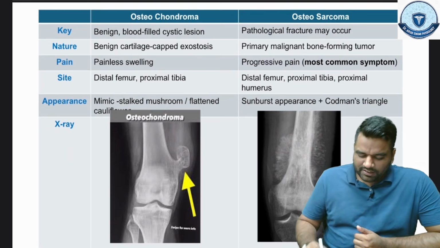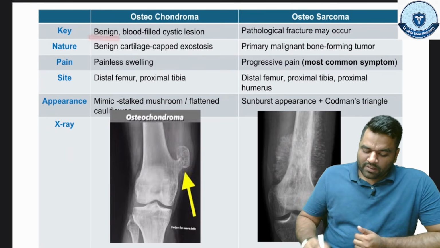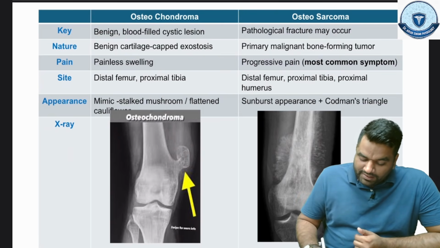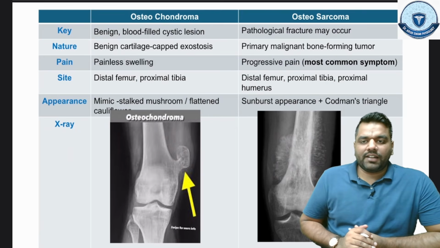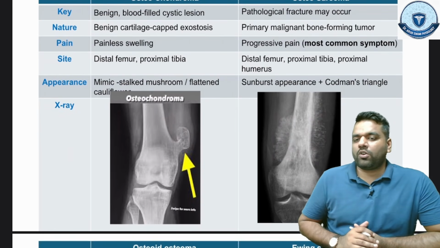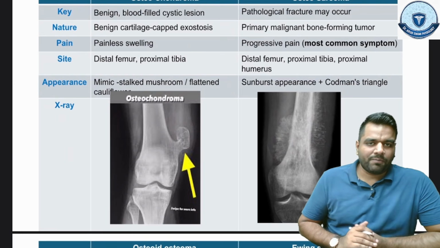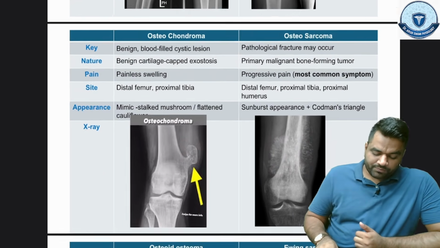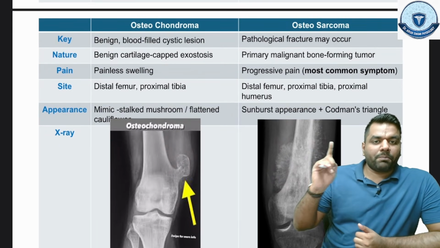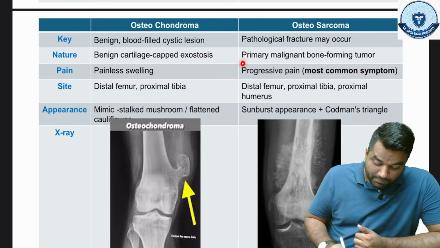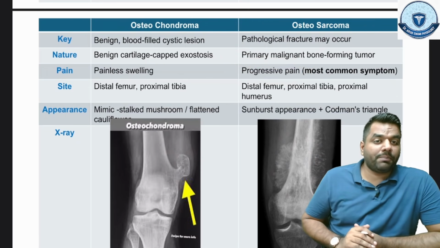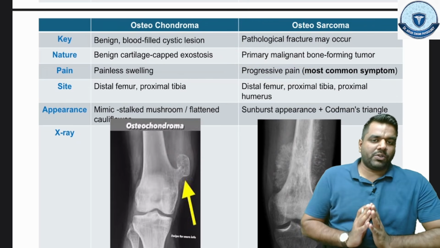So always remember these classic features of osteochondroma. What are the classic features? This is a benign condition. It is a painless swelling, mainly present in the distal femur, and there is a flattened cauliflower-like appearance, right? In osteosarcoma, there is progressive pain. Always remember progressive pain. If the question says there is progressive pain, it goes for osteosarcoma.